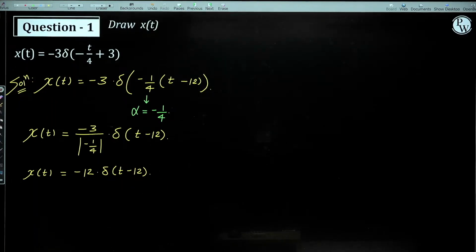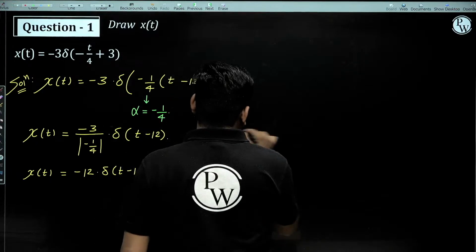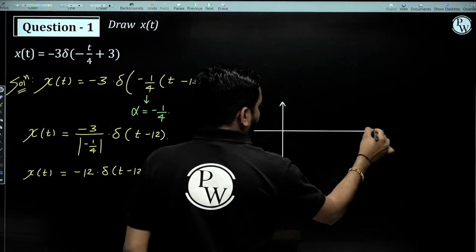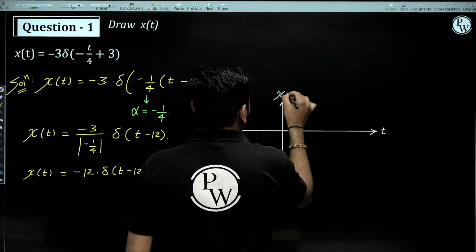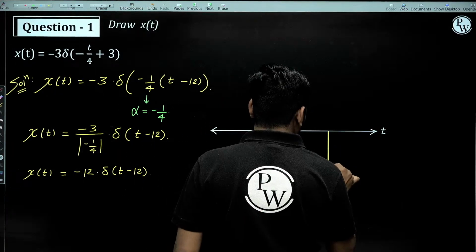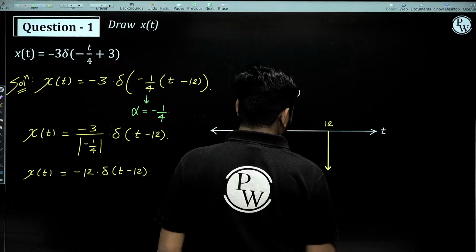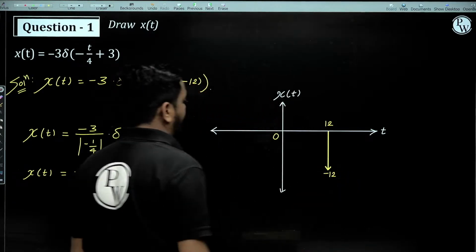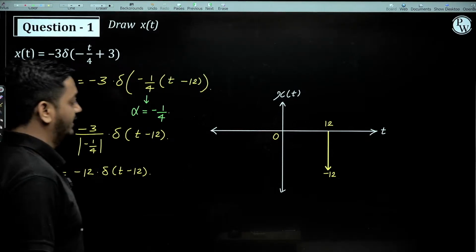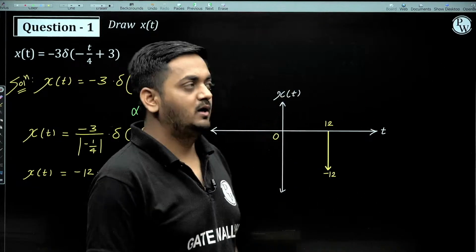So this impulse is present at t equal to 12, having area minus 12. The amplitude is minus infinity. This impulse is present at t equal to 12, and this minus 12 indicates the area, guys. Is this clear? That was the first question. Fine. Now let us solve the second question.